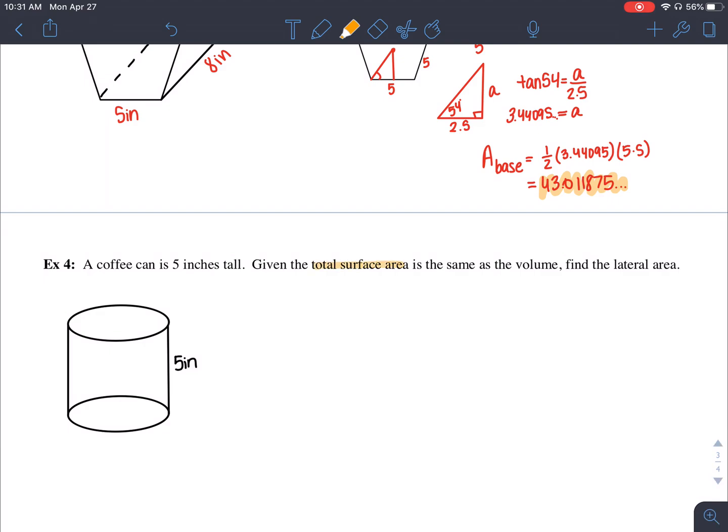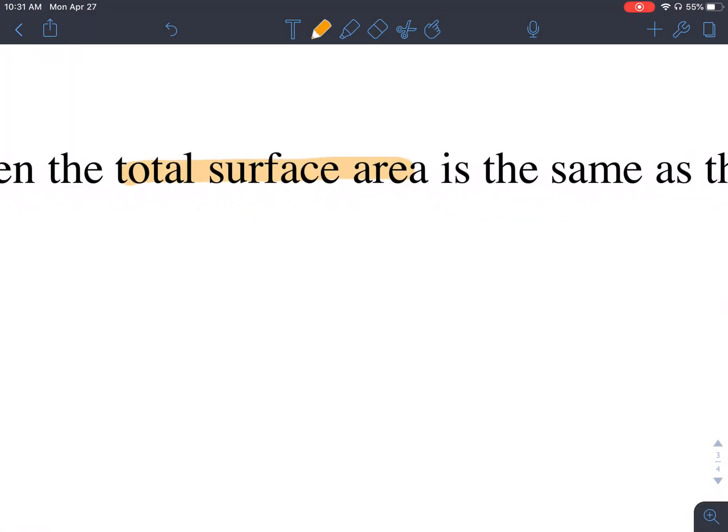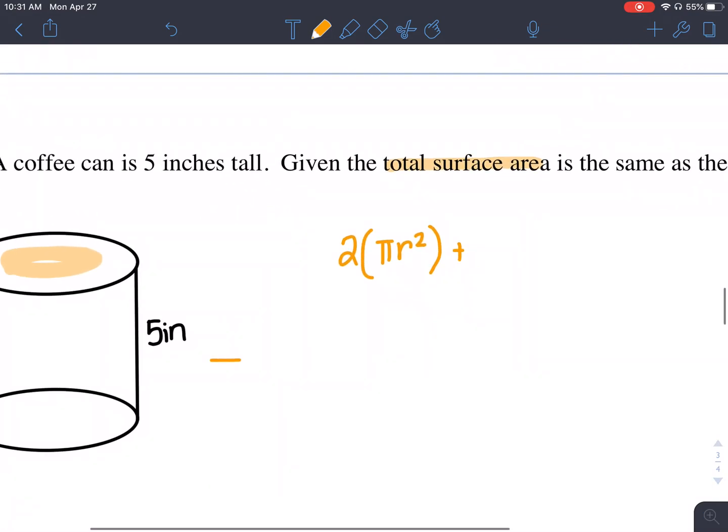So the total surface area of a cylinder is those two circles and that lateral area. So I'm going to write an equation for that. So two circles, so 2 times the area of a circle, which is pi r squared. And then I'm going to add the lateral area. If I think about a can, unwrapping that label is a rectangle. So the rectangle of that is still going to have a height of 5 inches.